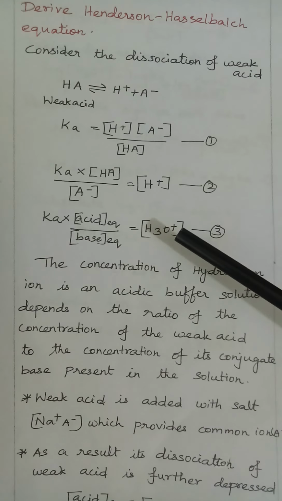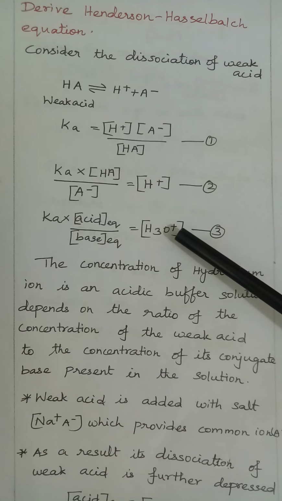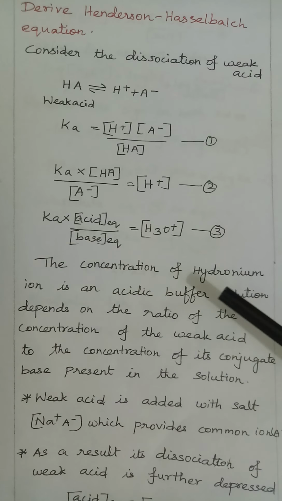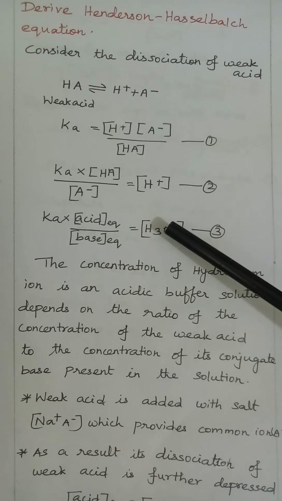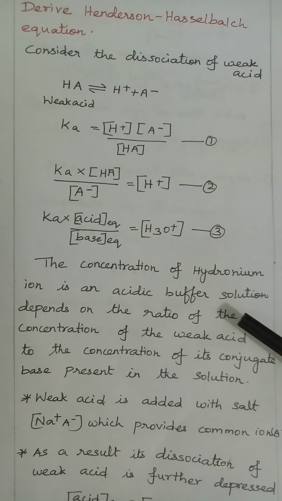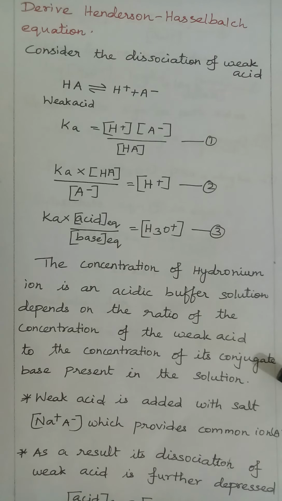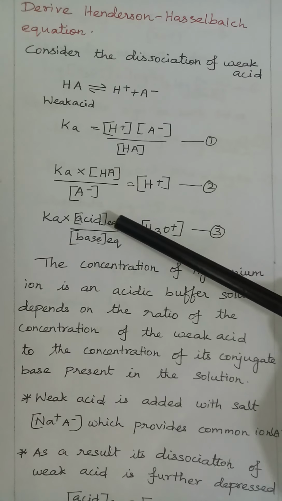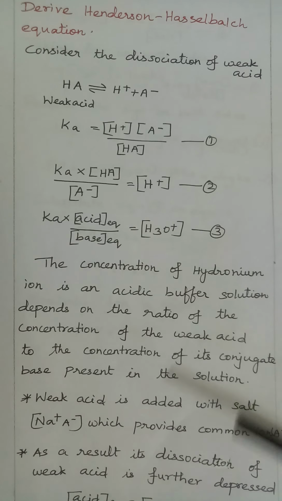The explanation of equation number 3 is that the concentration of hydronium ion, that is H3O plus ion, in an acidic buffer solution depends upon the ratio of the concentration of the weak acid to the concentration of its conjugate base present in the solution. H3O plus concentration depends upon the ratio of the equilibrium concentration of acid to the equilibrium concentration of conjugate base.